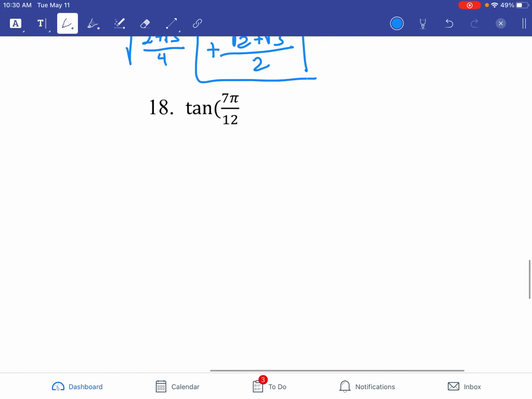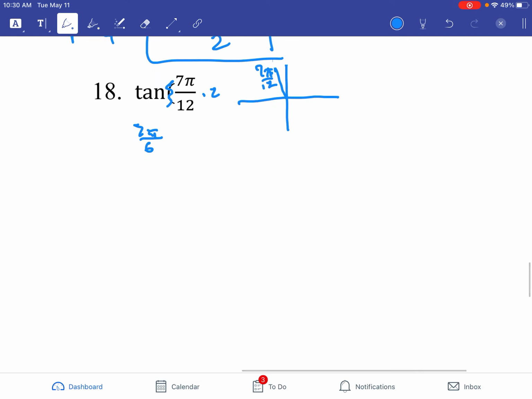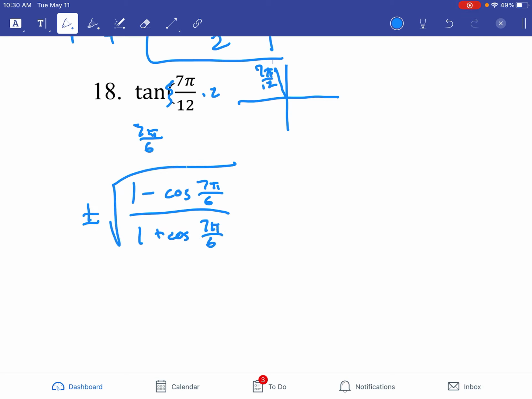Okay, one more and we're done. I don't know why this parentheses is there, but it's irrelevant. Okay, so our tangent in this part, 7 pi over 12 is going to be here. We're going to multiply this by 2 to get 7 pi over 6. So for tangent again, we have the square root, plus or minus, of 1 minus the cosine of 7 pi over 6 over 1 plus the cosine of 7 pi over 6. So we're looking at our unit circle at 7 pi over 6.